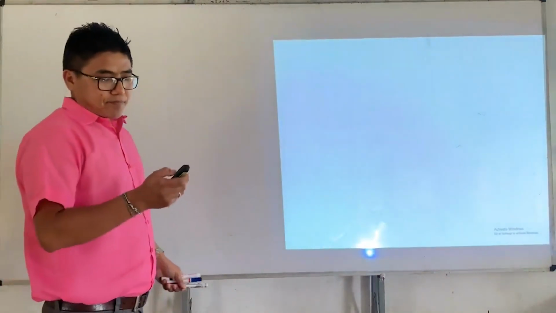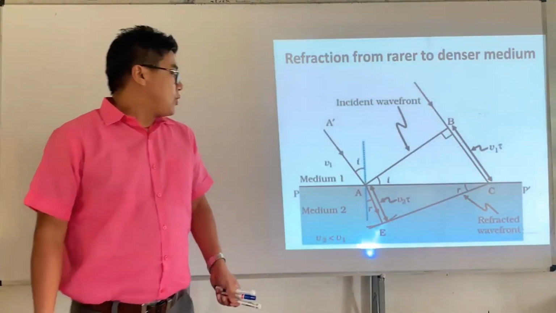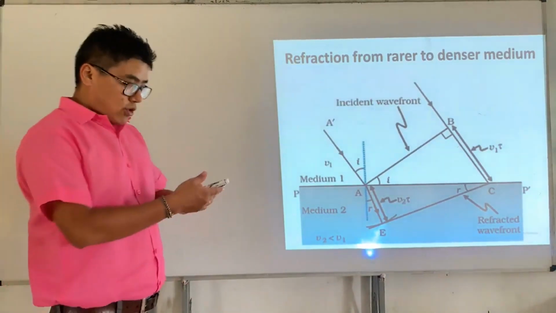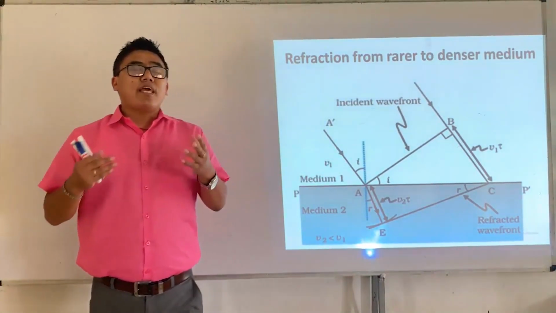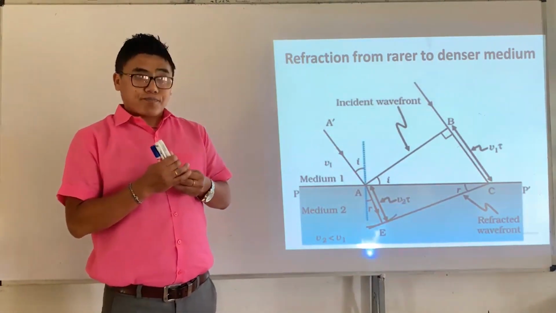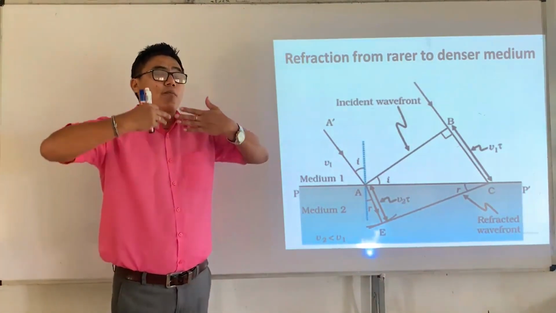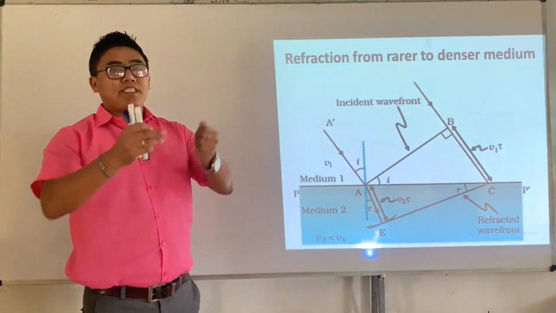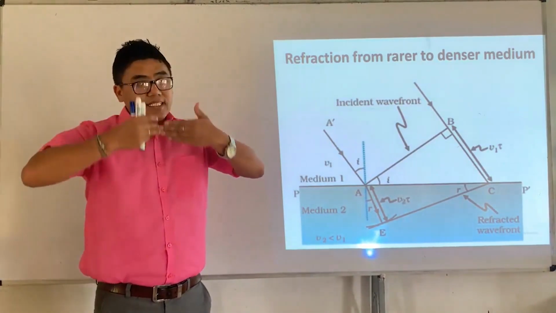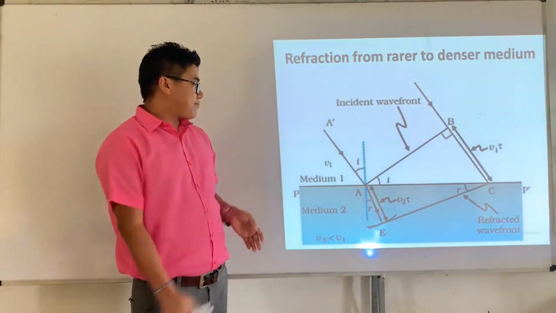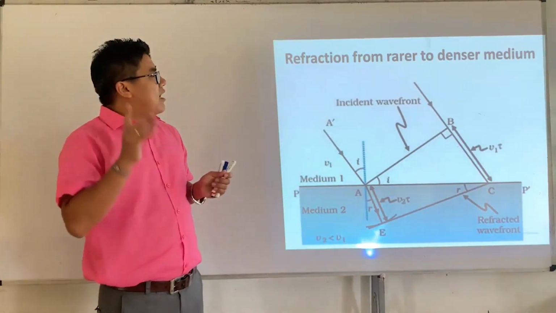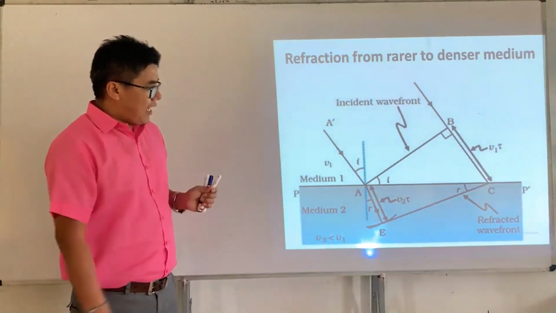Now first I would like to do refraction of light. There are two kinds of refraction we normally observe. One is when light goes from a rarer medium to a denser medium. The other is when light goes from a denser medium to a rarer medium. Both refractions we have done in great detail in ray optics.